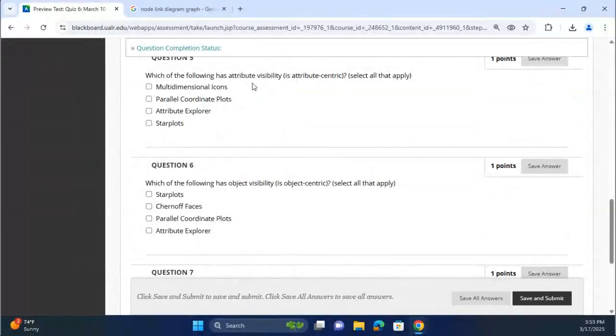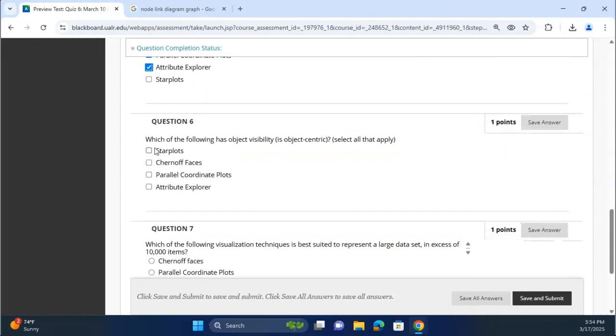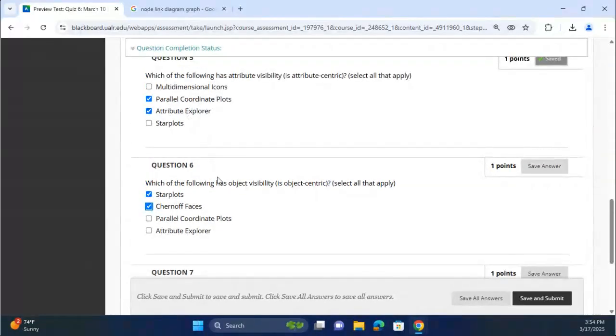On number 4, which of the following has attribute visibility? It's going to be these 2, parallel coordinate plots and Attribute Explorer. Star plots, like Chernoff faces and multidimensional icons, are object visibility. They have object visibility. And so object visibility are going to be these two. It's kind of the opposite of those.